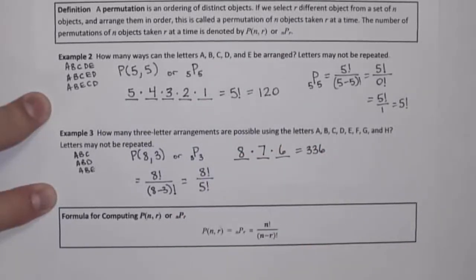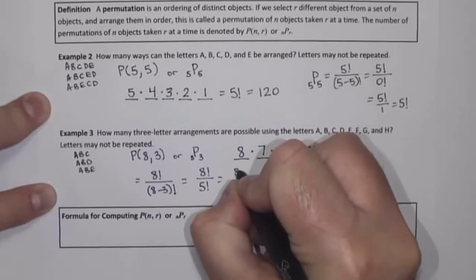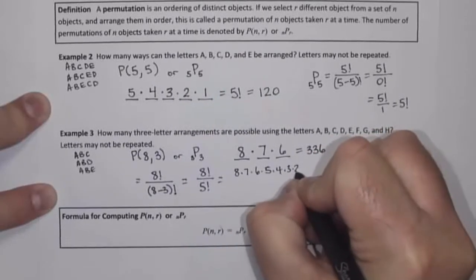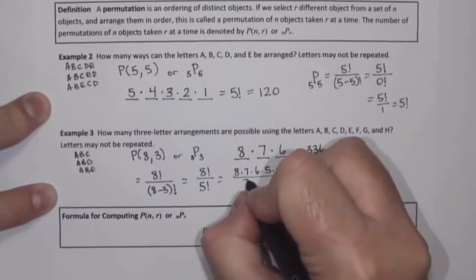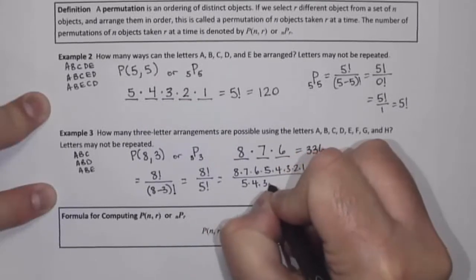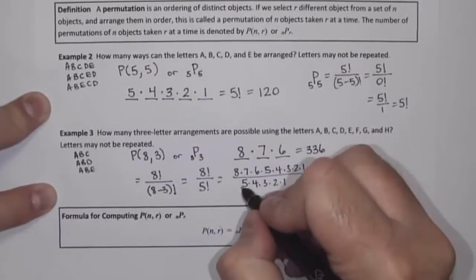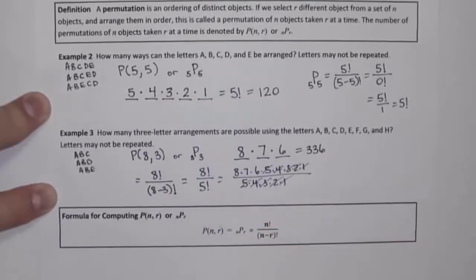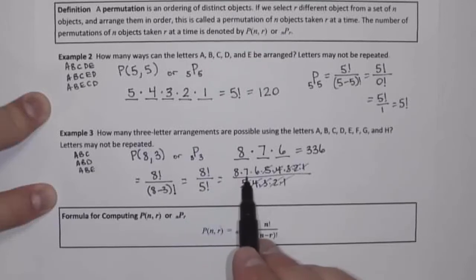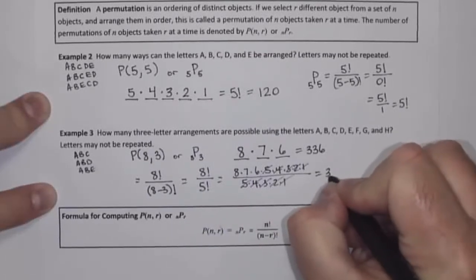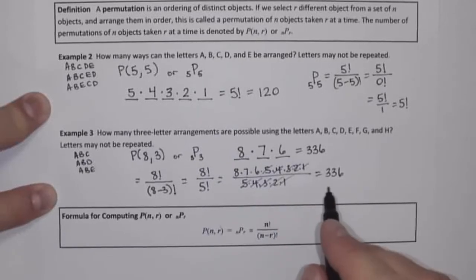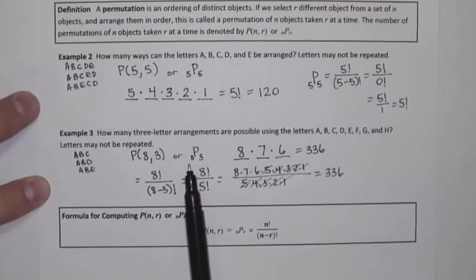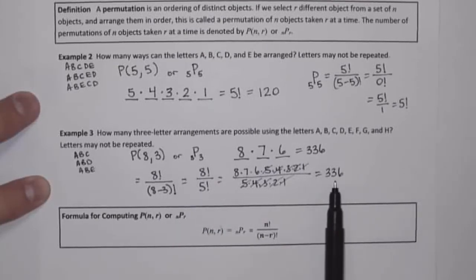Now if we were to multiply this out, 8 factorial would be 8 times 7 times 6 times 5 times 4 times 3 times 2 times 1. 5 factorial would be 5 times 4 times 3 times 2 times 1. Well, the 5s would cancel, the 4s, the 3s, the 2s, and the 1s would cancel, leaving only 8 times 7 times 6, which we already said is 336. So again, the number of permutations, if we have 8 objects and we're choosing 3 of those 8 objects, is 336.